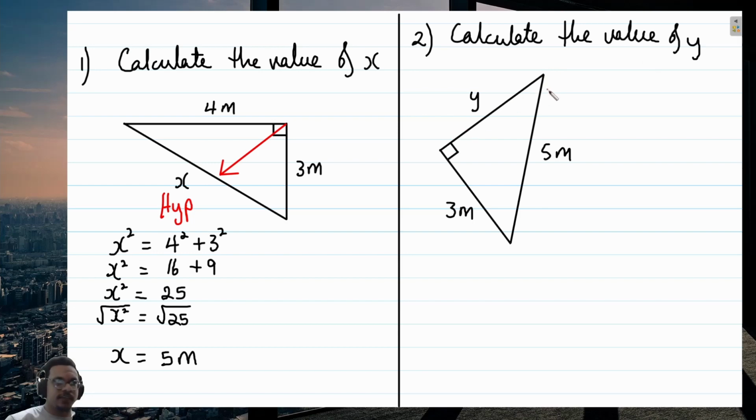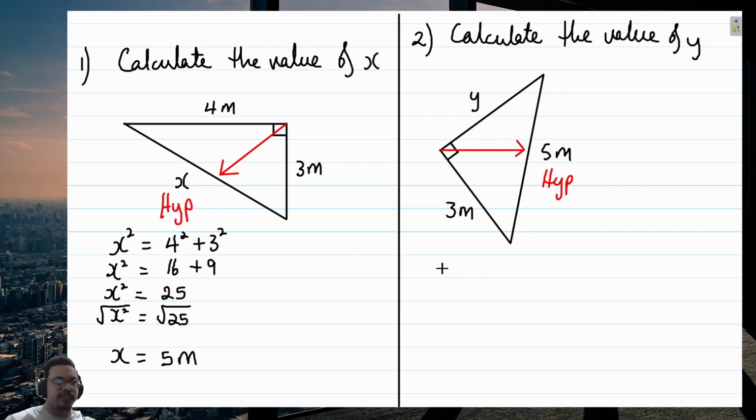So in this question, we have to calculate the value of y. So I have a right angle triangle. I'm given two sides, and I'm missing the length of one. Therefore, that tells me I have to use Pythagoras Theorem to find the missing side. So I'll draw a line from the right angle, and that will touch the hypotenuse. So the side 5 meters would be the hypotenuse.